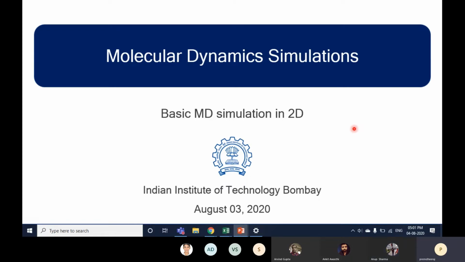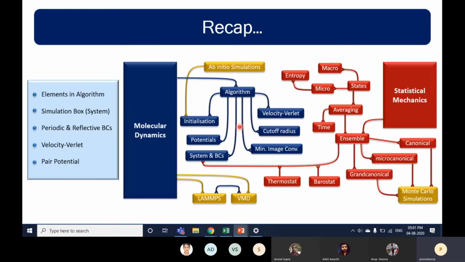So, in this session, we're going to look at basic molecular dynamic simulation in two dimensions. Whether it is in two dimensions or three dimensions, the scheme is pretty much similar. But just to keep things simple, I'm preferring to go with 2D, and with very slight modifications, you can implement 3D simulations using the techniques that we are going to learn in this session today. So without any further delay, let us dive into the concepts.